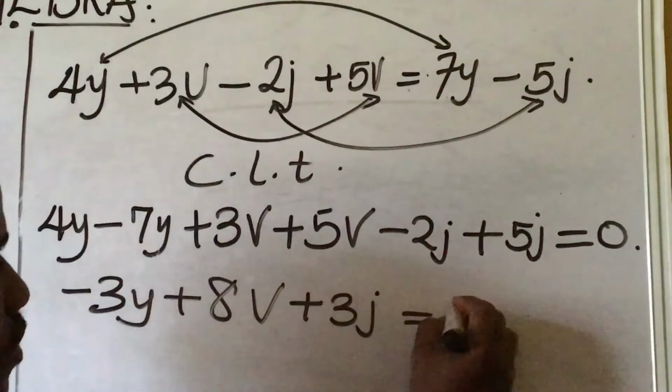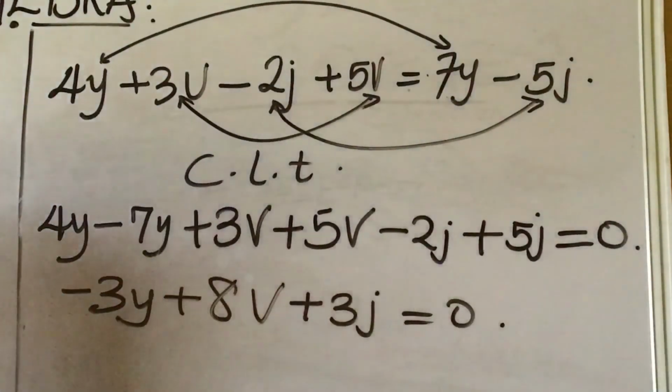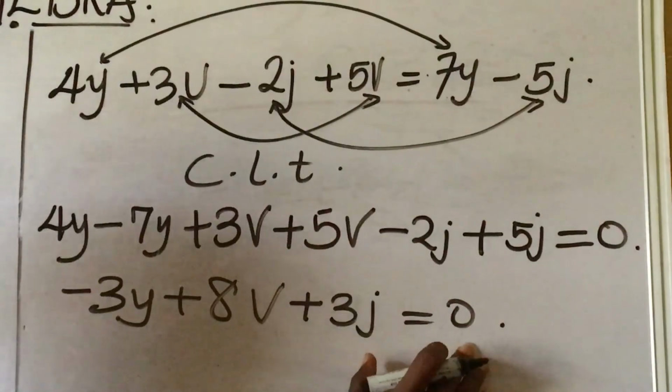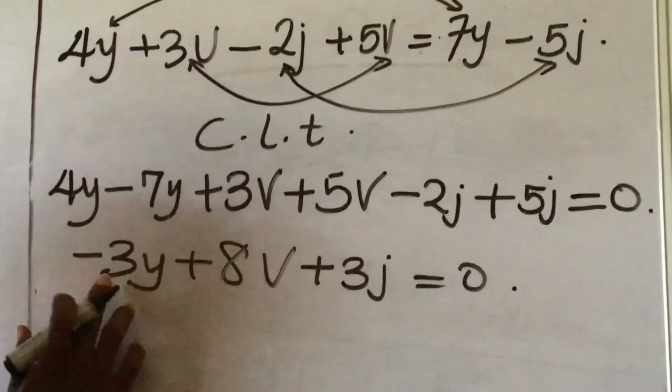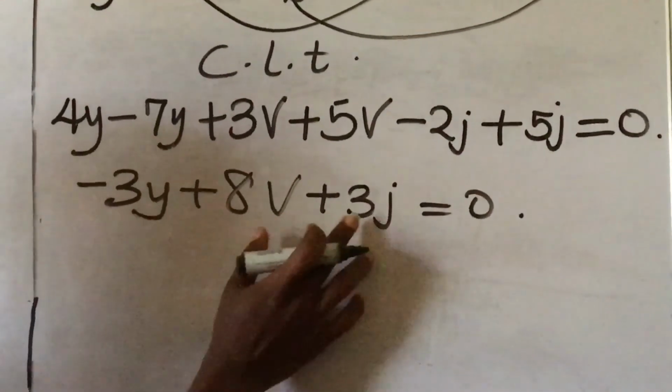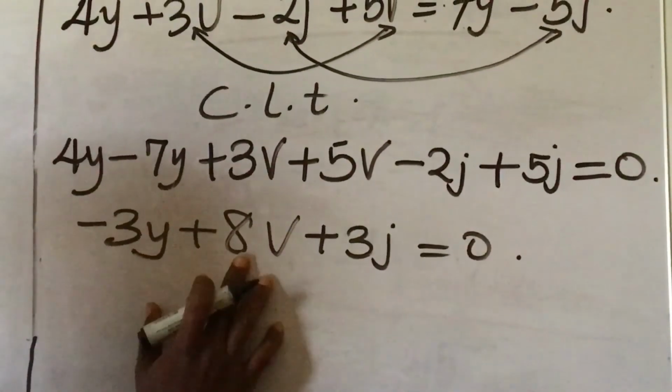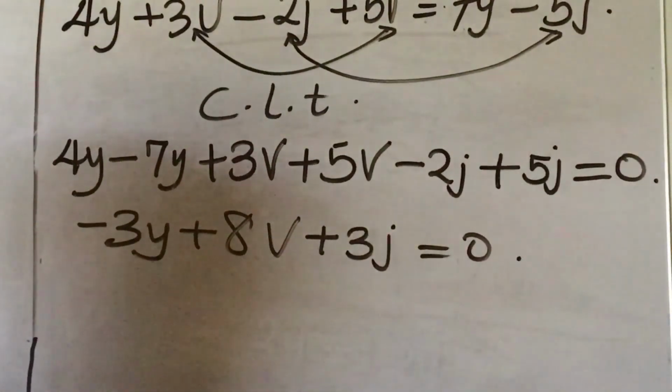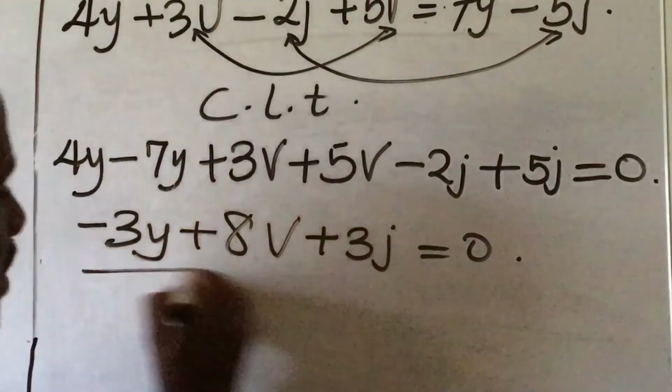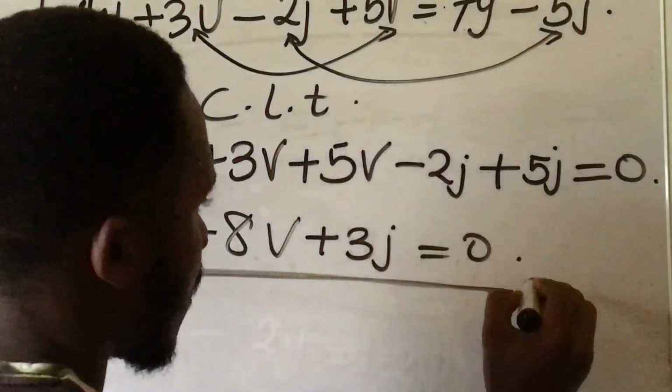So that gives me what? 3j equals to 0. Now, can I still simplify this further? Let me check. This is 3, this is 8, this is 3. Can 3 go in 8? No. Are you seeing it now? Therefore, this is my what? Final answer.